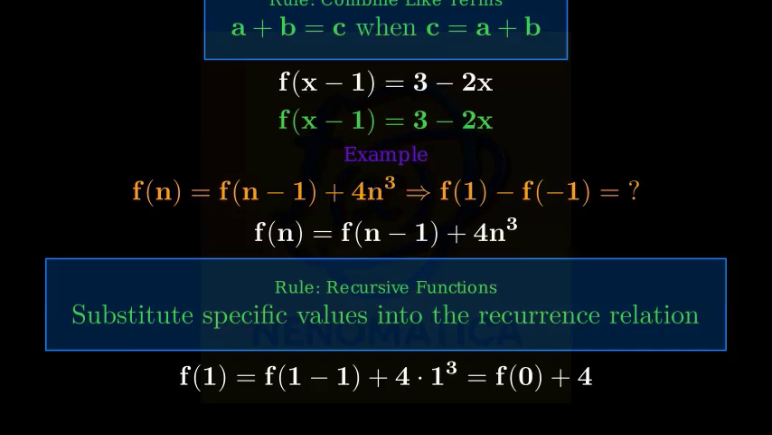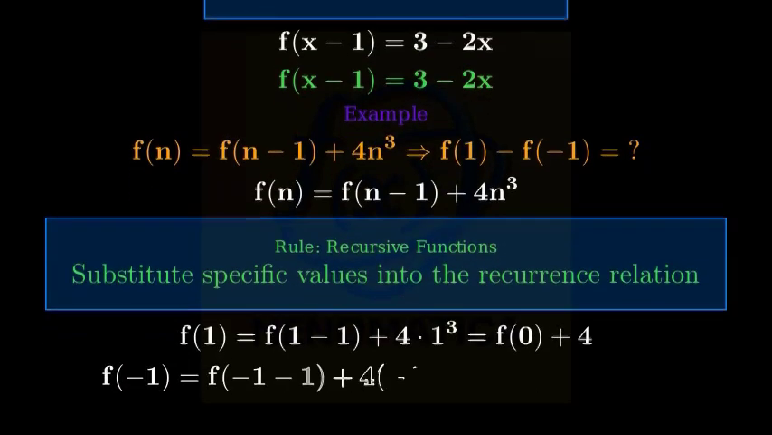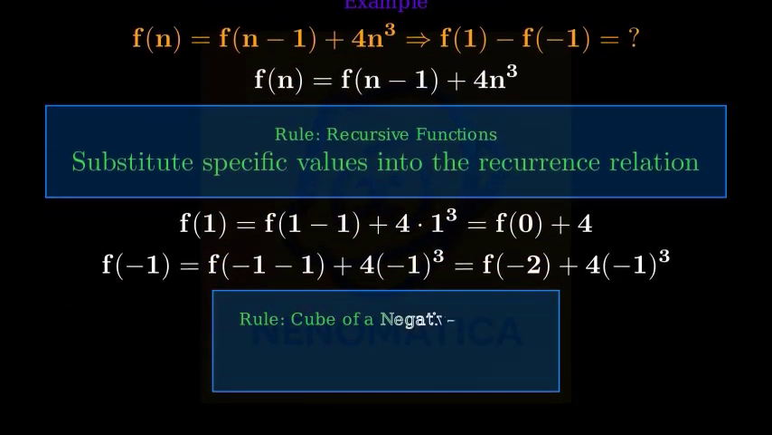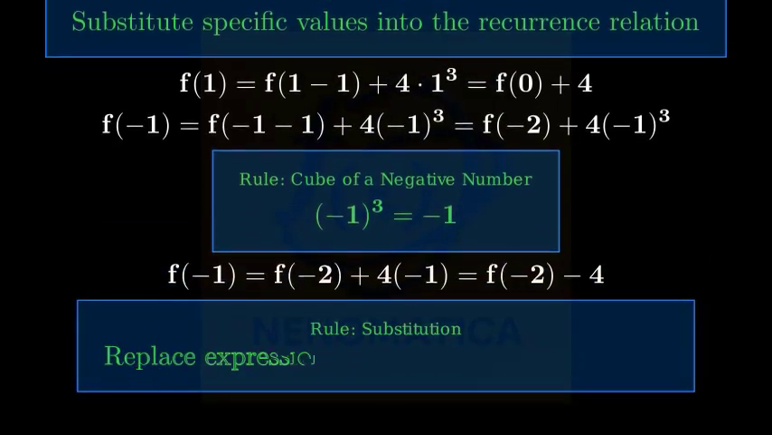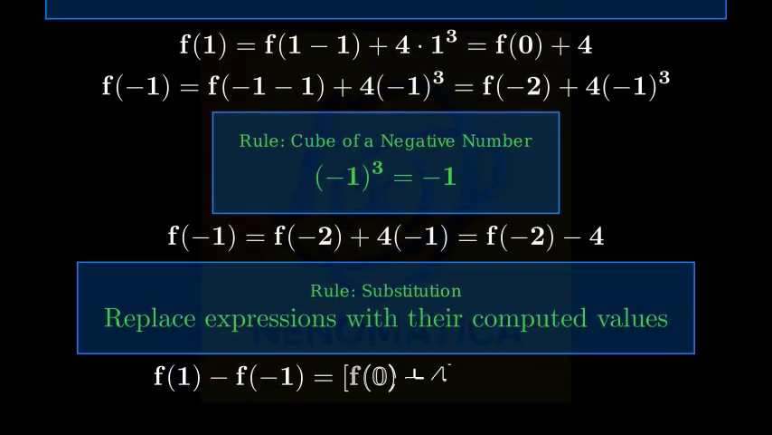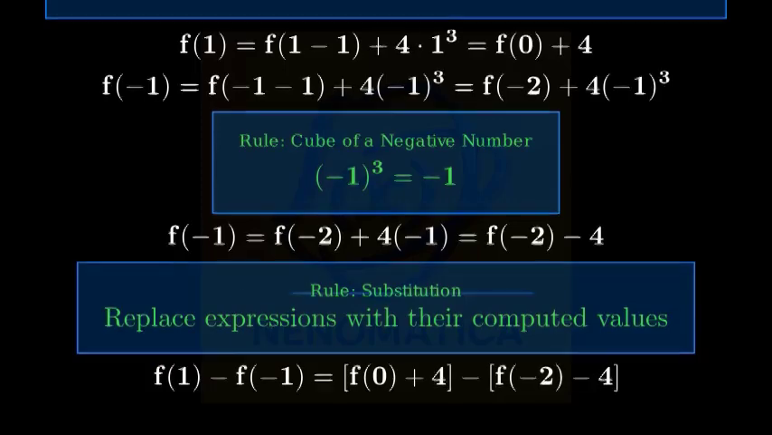Similarly, let's find f of negative 1 by substituting n equals negative 1 into the recurrence relation. Now, we substitute negative 1 for n. Now, we can calculate f of 1 minus f of negative 1. We substitute the expressions we found for f of 1 and f of negative 1. Now, let's simplify this expression. We can distribute the negative sign and then combine like terms.